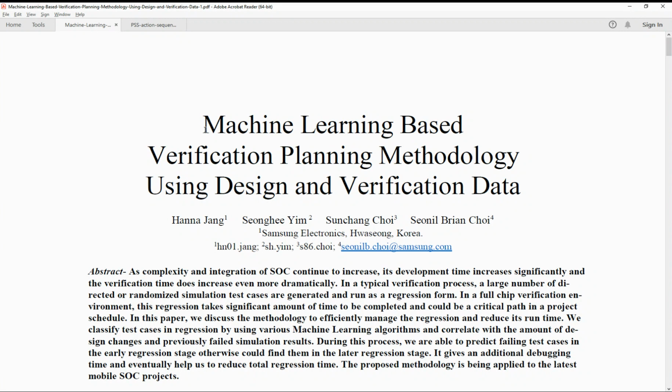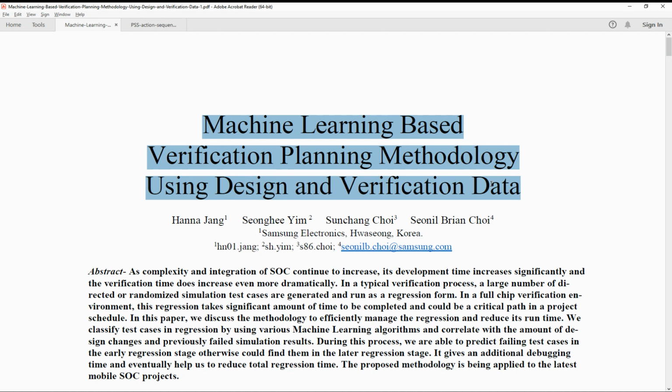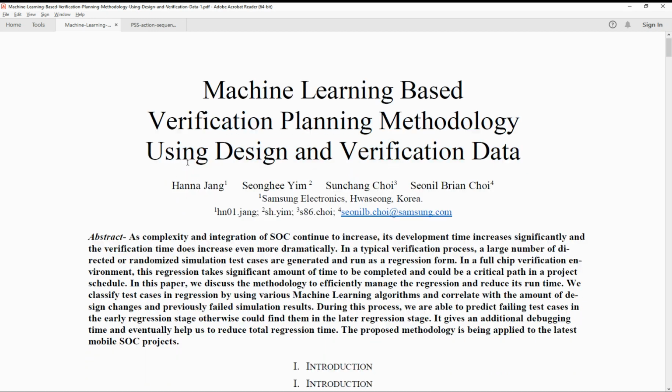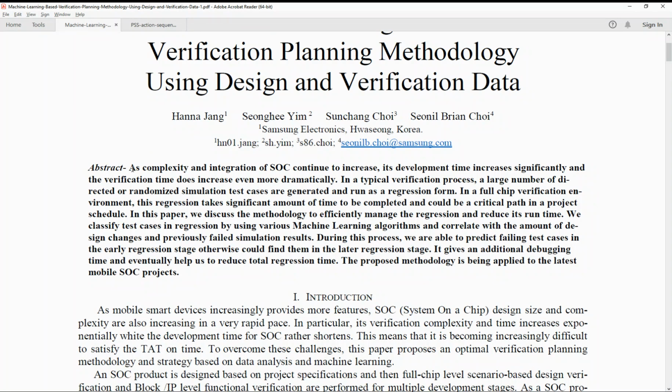The machine learning based verification planning methodology using design and verification data. The assertion is that as the complexity of the integration of SoC continues to increase, its development time increases significantly, and the verification time increases even more dramatically.